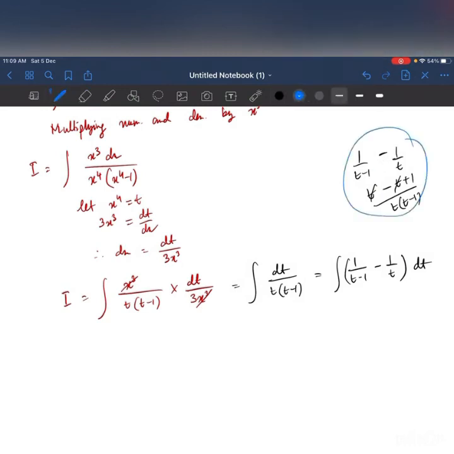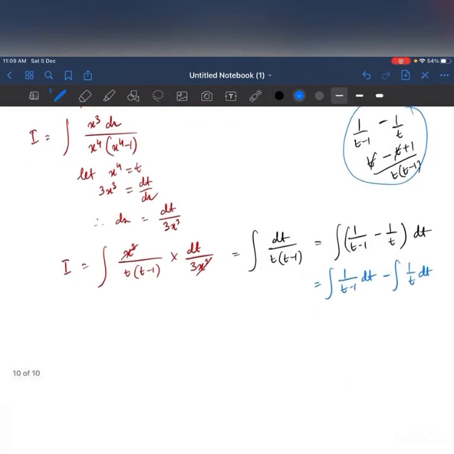Now you don't have to waste your time doing partial fractions here. So what do you get? 1 by t minus 1, if I separate this, then minus 1 by t dt. Integration of 1 by t minus 1 is log of t minus 1, then minus integration of 1 by t is log t plus c, and t is x to the power 4. So we have log of x to the power 4 minus 1 minus log of x to the power 4 plus c. That's what we have as our answer.